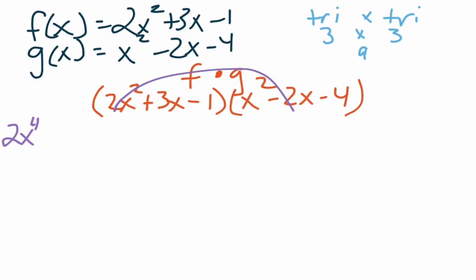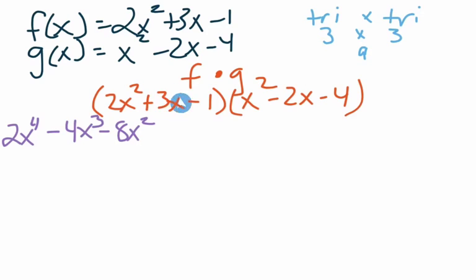2x squared times negative 2x. Well, 2 times negative 2 is negative 4, and x squared times x is x to the 3rd. And then 2x squared times negative 4 is negative 8x squared. And you're done with your first distribution.